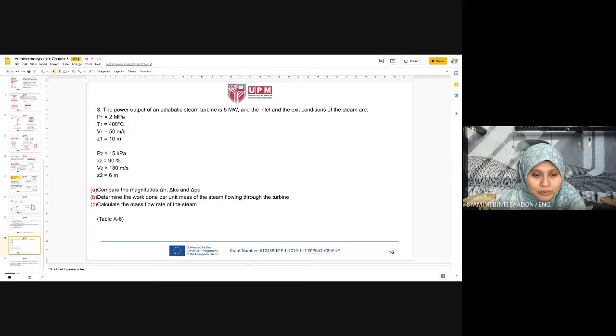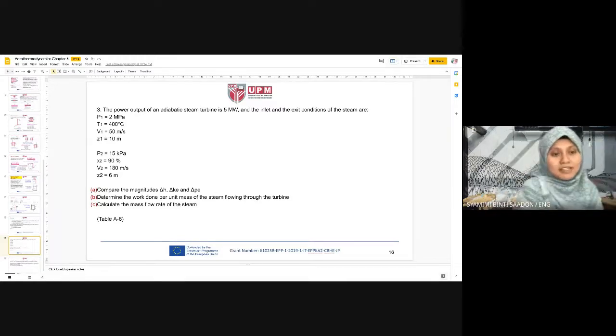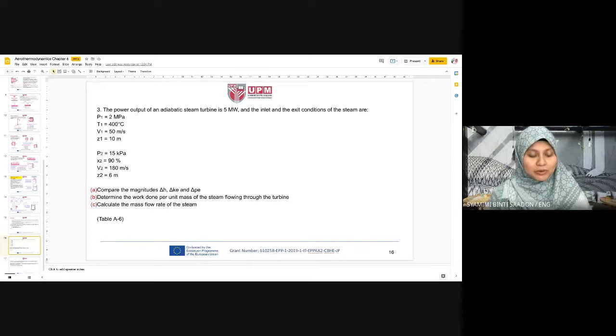So we have to apply the first law of thermodynamics to calculate the magnitude of each of the energy by using the energy balance. Of course, the first law of thermodynamics is always about energy balance. So you're going to calculate the kinetic energy, potential energy, enthalpy, work done, and the mass flow rate. Because we know the power is given here, the power output of the steam turbine.